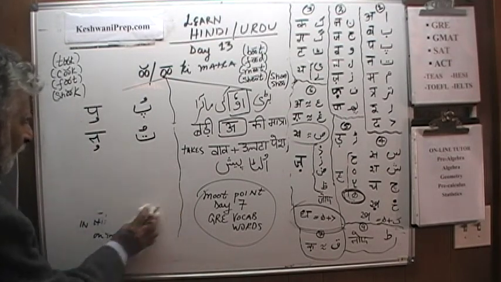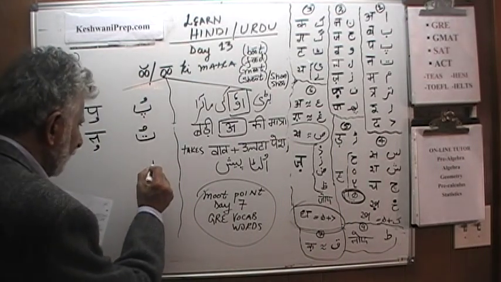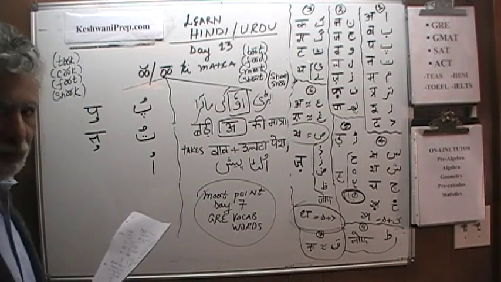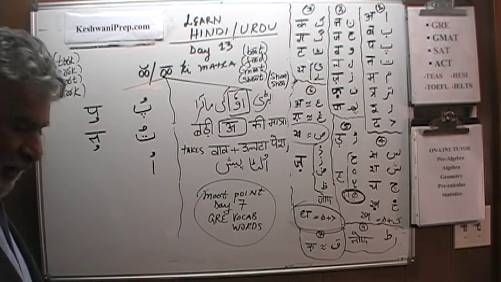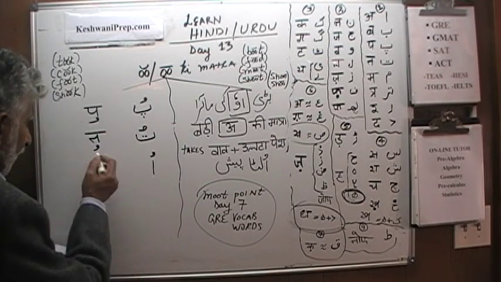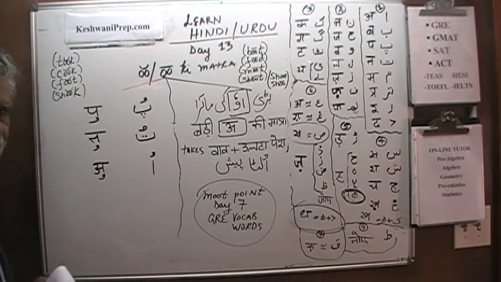The question is, what happens to Alif? Here's your Alif, and you put a Pesh on it, becomes U. What happens in Hindi? Now, my instinct tells me I will do the same thing. I'll follow the pattern. I'll take my a, and I'll just go like that.